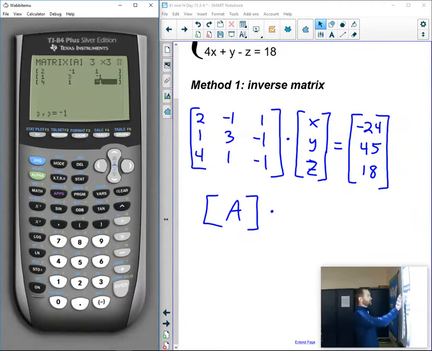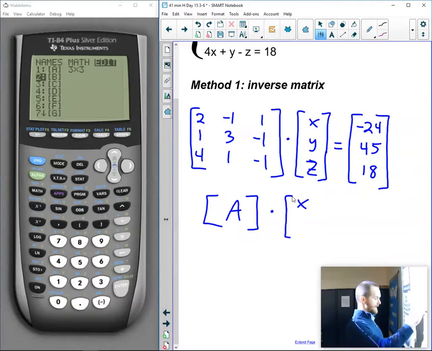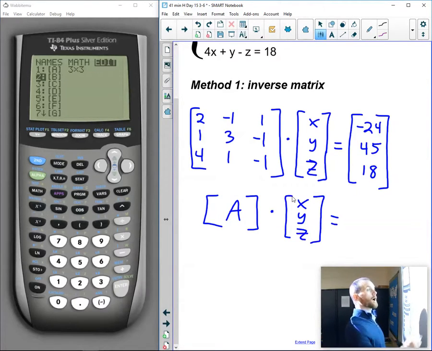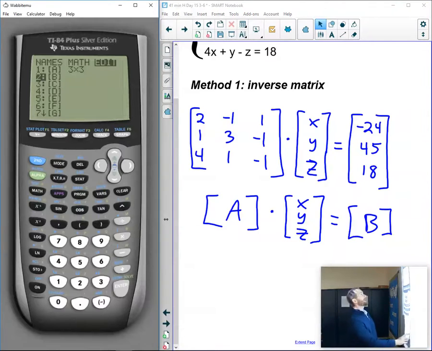Now we're going to go back to the matrix, so second matrix. I'm going to go to edit. I'm going to go down to B. Now we're not going to enter the X, Y, and Z. We're going to leave that as it is. But we are going to enter the matrix on the right as matrix B. So I'm going to edit this, edit, there we go. It says matrix B, so I must have had B highlighted.